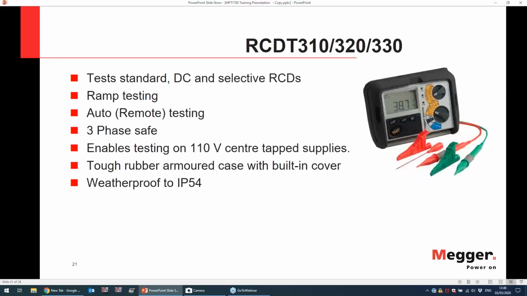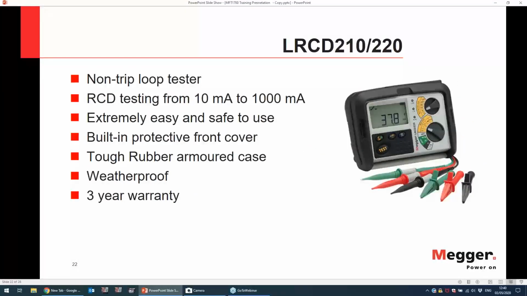In case you want to do an RCD test only, a device that can do only RCD test, we have the RCDT 310, 320 and 330, which give you different ranges to select from. We also have a combined device called LRCD, which combines both RCD and loop testing together. You can have these devices instead of an MFT, you can get a DAT and LRCD to do this test.